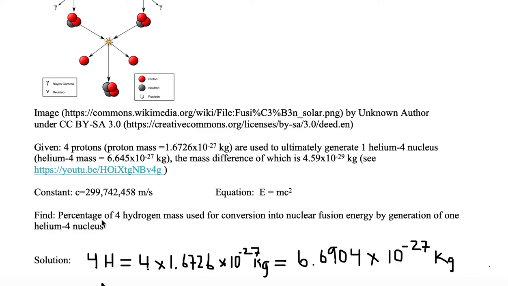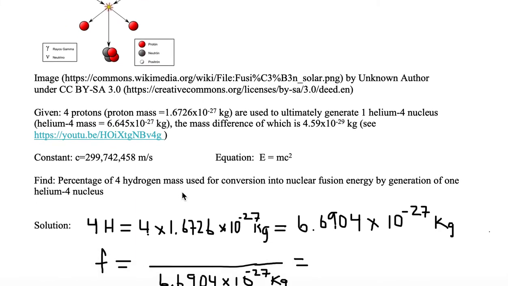Our goal is to find the percentage of 4 hydrogen mass that is used for conversion into nuclear fusion energy by generation of 1 helium-4 nucleus.